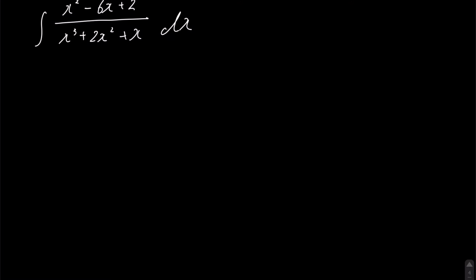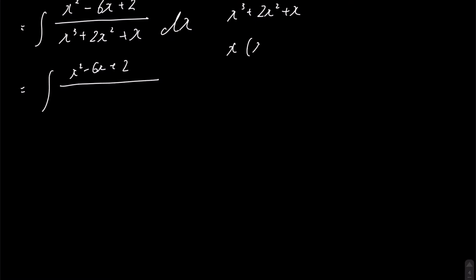So this integration is called partial fractions with repeated linear factors. So let's factor the denominator. Our denominator is x cubed plus 2x squared plus x, right? So let's factor that. When you factor, you get x times (x plus 1) squared, right? So let's write this down.